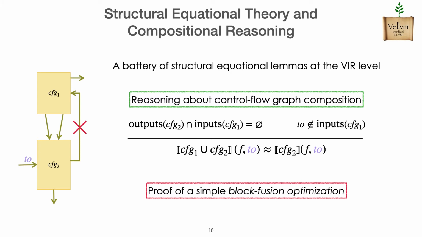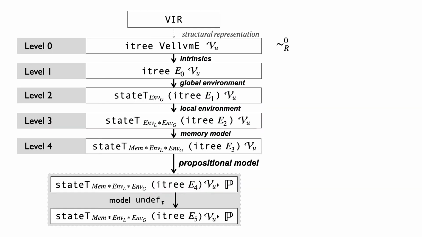In the paper, we illustrate the use of this equational theory to provide a quite satisfying proof of a simple block fusion optimization. Now, if we come back to the structure of the semantics, that was organized as this stack of interpreters that introduce progressively into state monads pieces of the state and then the propositional model.